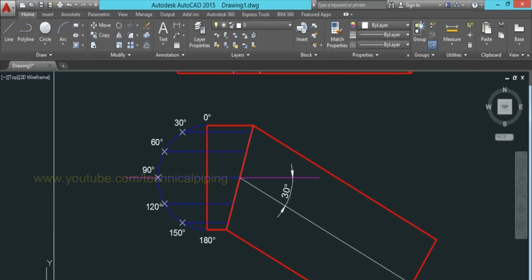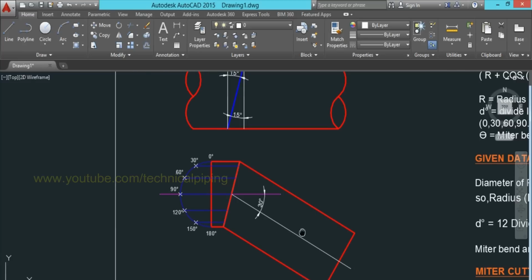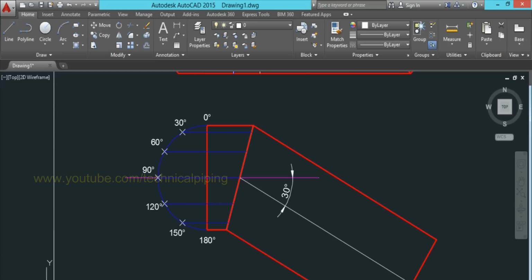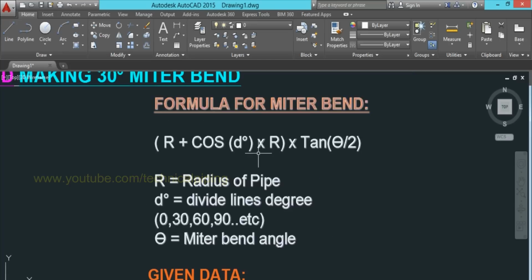Here, the pipe's circular cross section of 360 degrees is divided into 12 equal parts, to develop the cutting area. You can also divide it into the required number of parts based on pipe size, like 4, 8, 12, etc. This is the formula to find the cutting length of miter cuts without any templates.